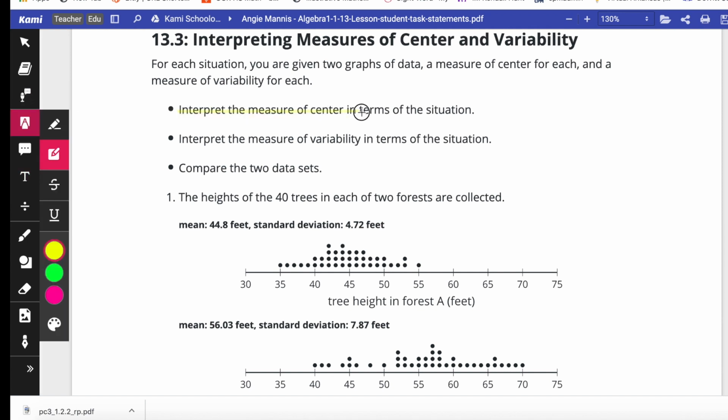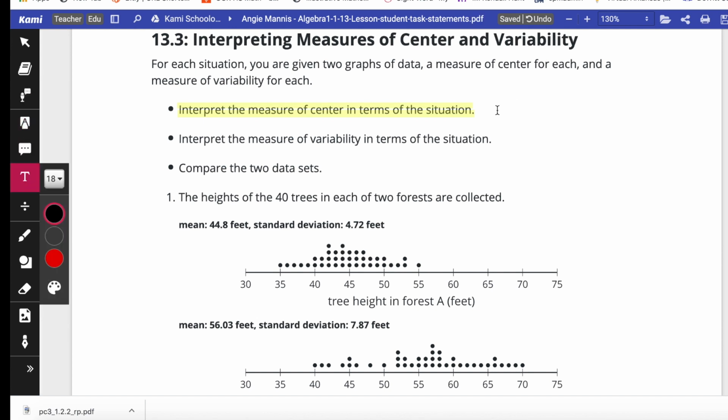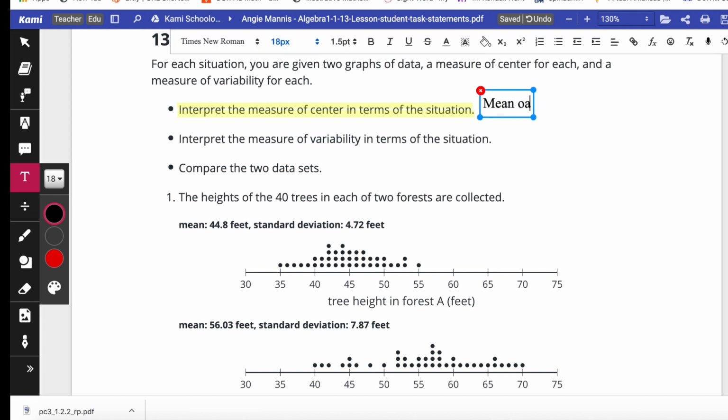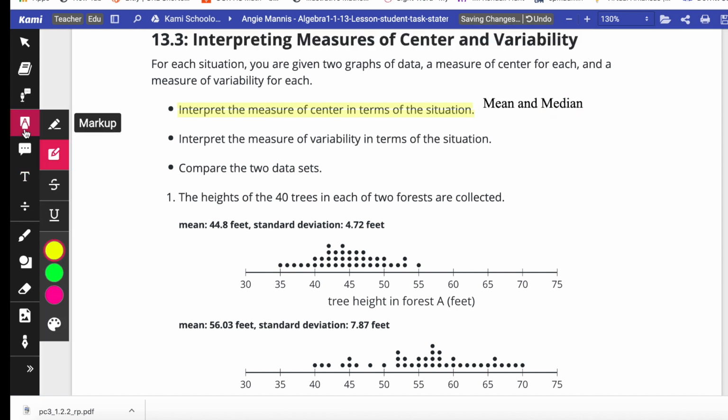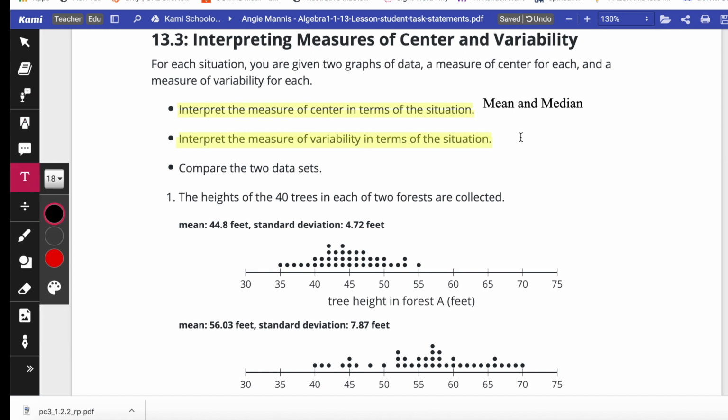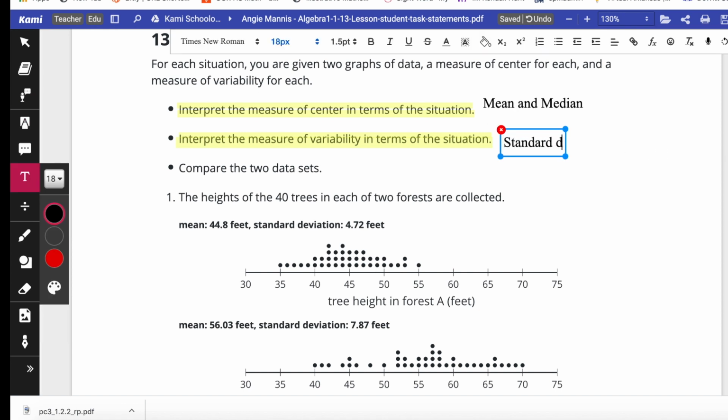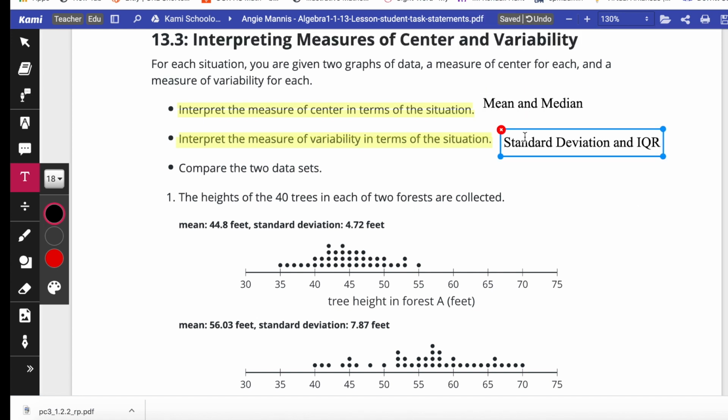So real quick, I want to just kind of quickly review. Measures of center are mean and median. These are both measures of center. Measures of variability are going to be your standard deviation and IQR, which is interquartile range. I'll just leave it like that because I don't really have room to type that. So those are your two measures of center. These are your two measures of variability.